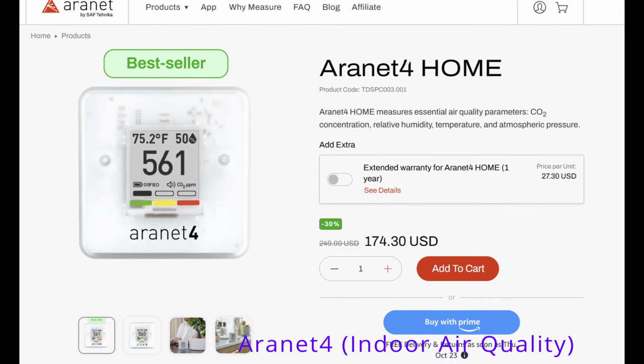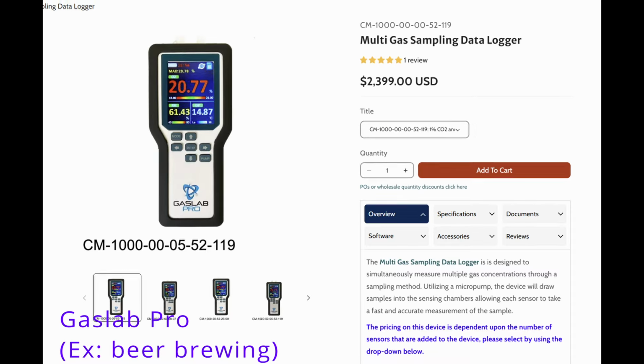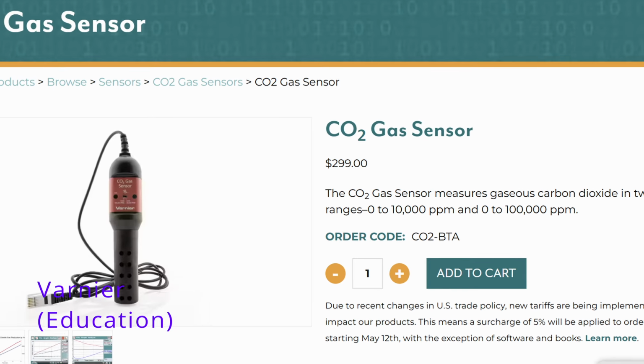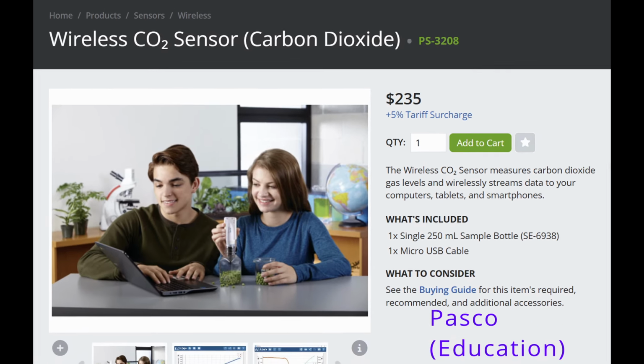There are home indoor air quality monitors that measure CO2, like Aranet 4. Beer brewers have specialized devices. There are portable devices to check CO2 levels on public transportation, for example. And there are educational units. Devices that cost $200 can measure CO2 to within 2 parts per million. And all of these devices work because CO2 absorbs infrared radiation at known wavelengths, which is exactly the reason that it is a greenhouse gas. These wavelengths are emitted by the Earth. If CO2 were not a greenhouse gas, none of these devices would work.